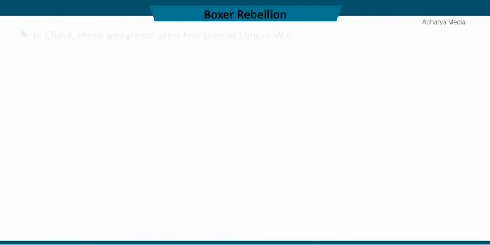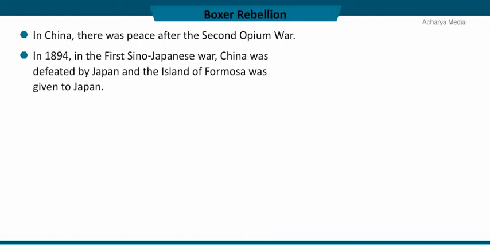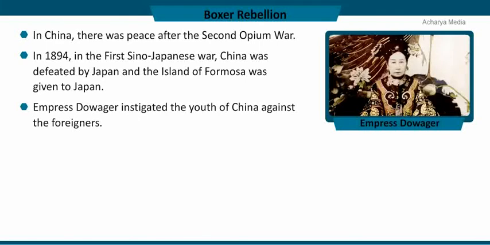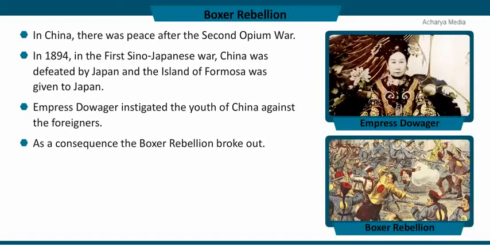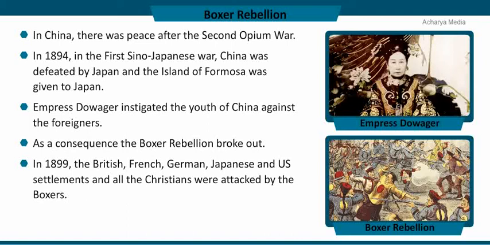Boxer Rebellion. In China, there was peace after the Second Opium War. In 1894, in the First Sino-Japanese War, China was defeated by Japan and the island of Formosa was given to Japan. The Chinese were angry with the Manchu ruler, Empress Dowager. Empress Dowager, known as Old Buddha, diverted the public anger that was against her onto the foreigners. As a result, the Boxer Rebellion broke out when the Chinese youths turned their anger towards the foreign powers. In 1899, the British, French, German, Japanese and US settlements and all the Christians were attacked by the Boxers.